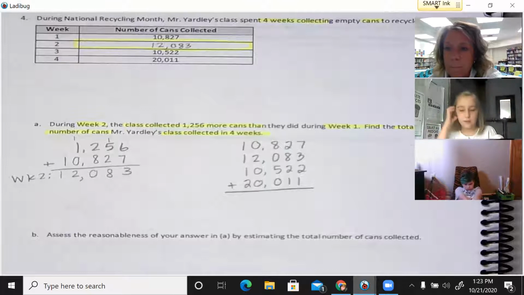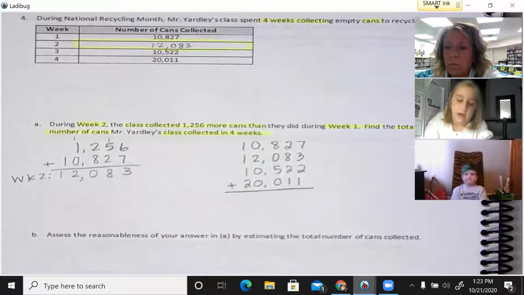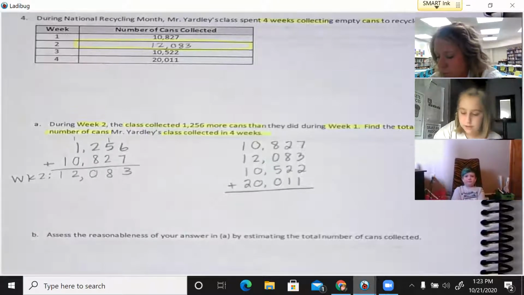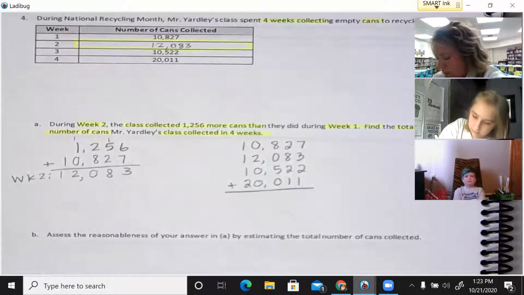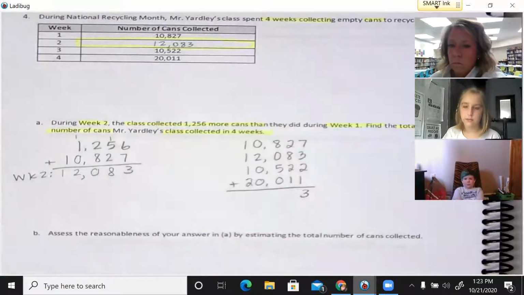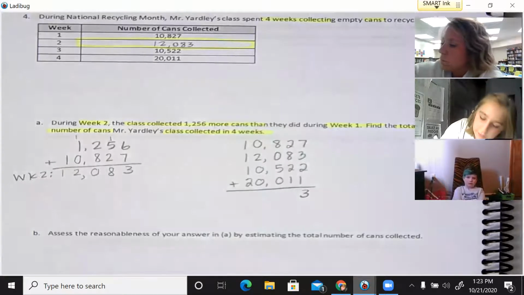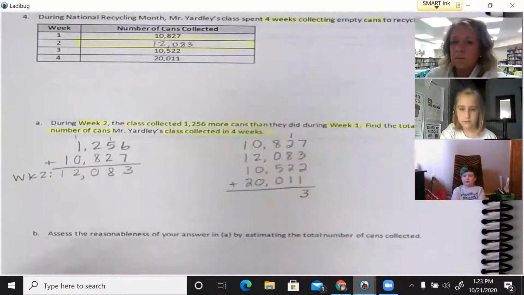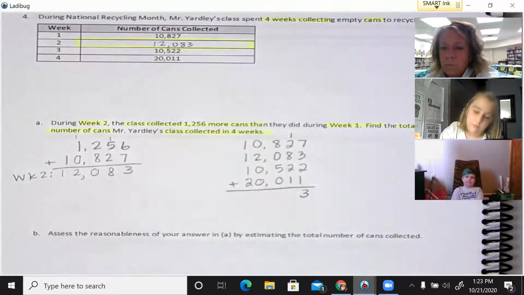Okay. 7 plus 3 is 10. And then 10 plus 2 is 12. And then 12 plus 1 is 13. So that'd be 13. Okay, tell me what to do. So you put a 3 under the column, like the ones column, and then you put a 1 on top of the next column. Okay, Peyton, you're up.